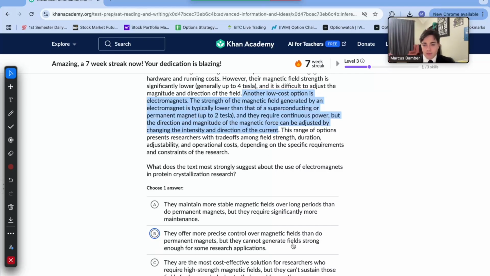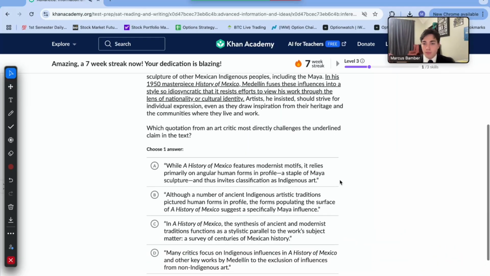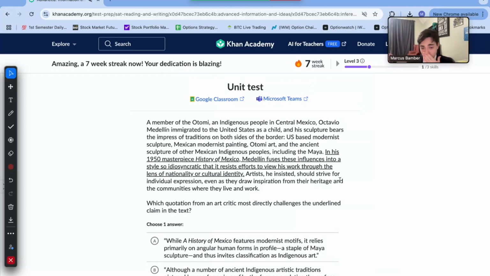All right, B, they offer more precise control over magnetic fields than do permanent magnets, but they cannot generate fields strong enough for some research applications. This perfectly describes electromagnets. As we see here, they deal with the negative of permanent magnets because you can actually control how they move, but they are very low power, so they might not be enough for some research applications. There we go. On to question number 5.